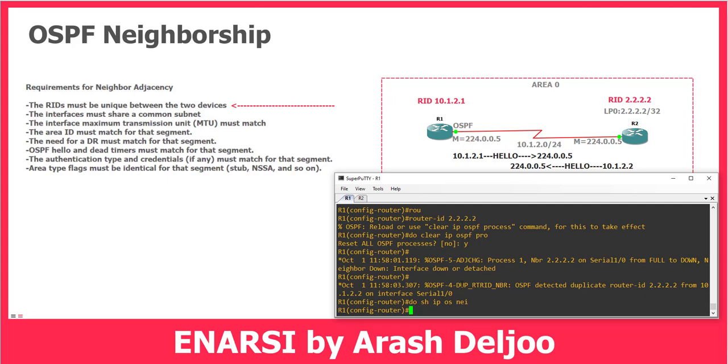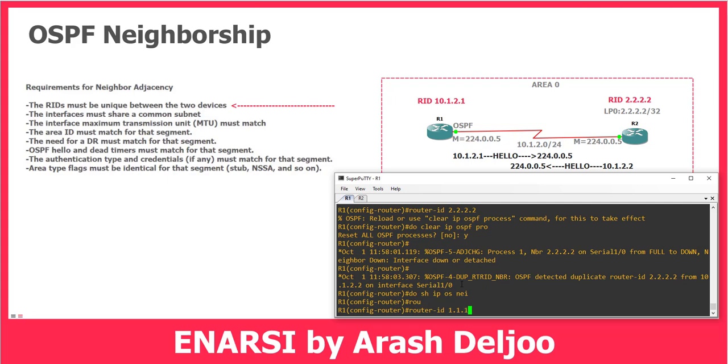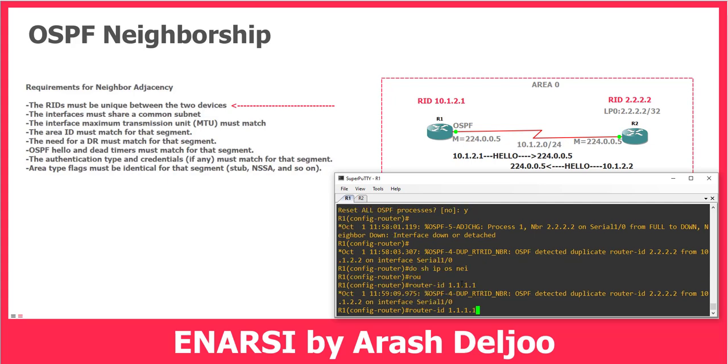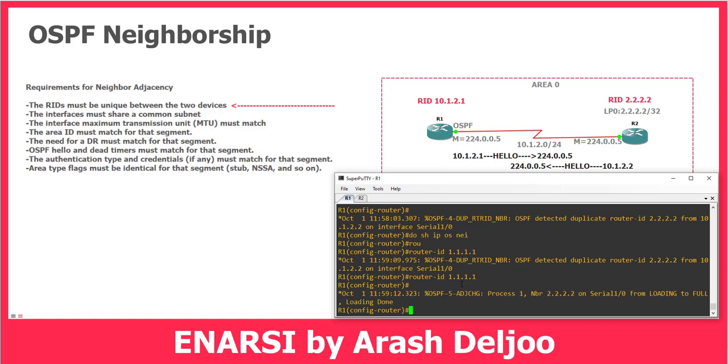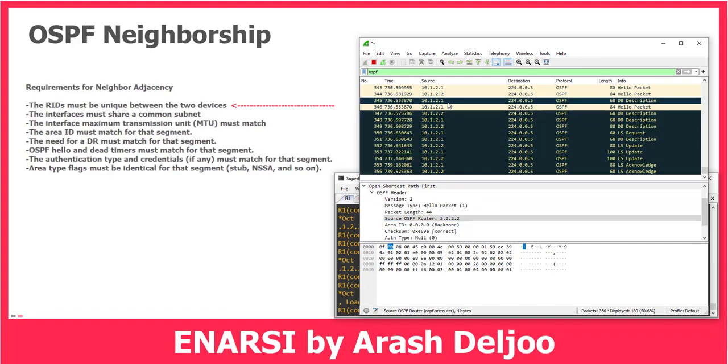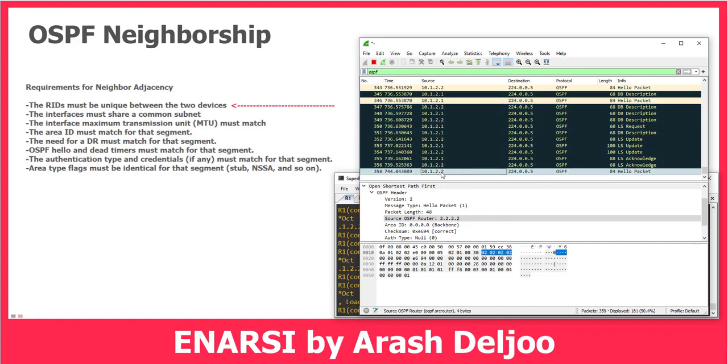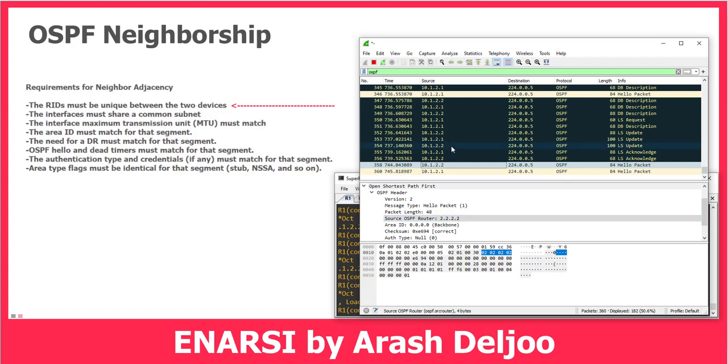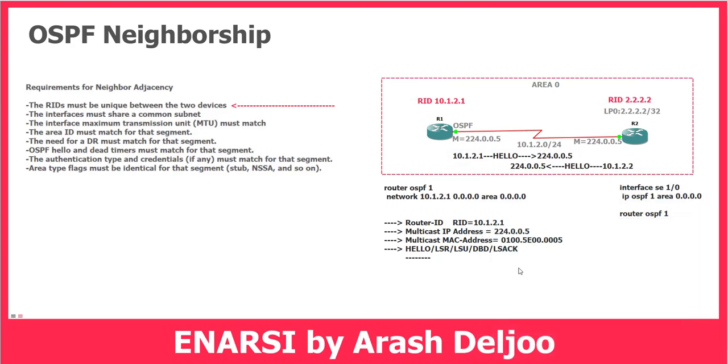In R1, we can configure the router ID quad 1. Because we don't have a neighborship now, you don't need to clear the IP OSPF process. After this command, you will see that we will have a new neighborship. That's it. Again, in the hello packets, we have this information. Look at here. Hellos of router 2 contain the router ID of quad 2. Hellos from router 1 contain the router ID of quad 1.